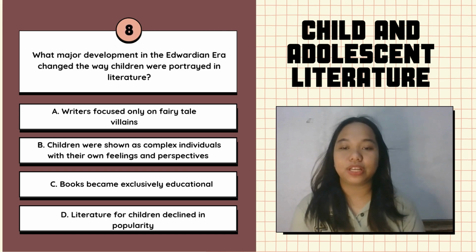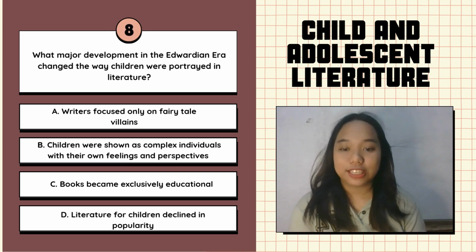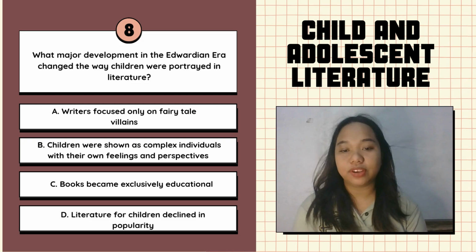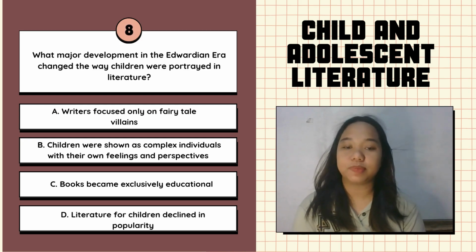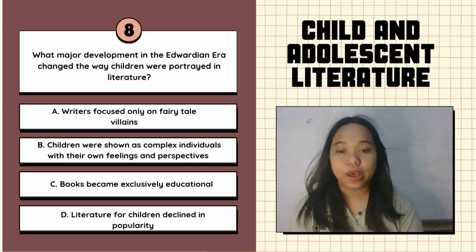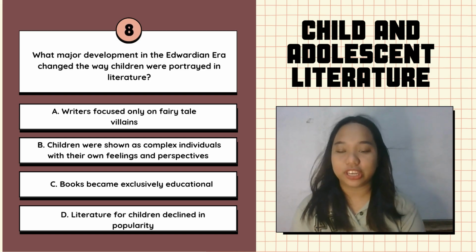Again, I will repeat the question. What major development in the Edwardian era changed the way children were portrayed in literature? Letter A, writers focused only on fairy tale villains. Letter B, children were shown as complex individuals with their own feelings and perspectives. Letter C, books became exclusively educational.